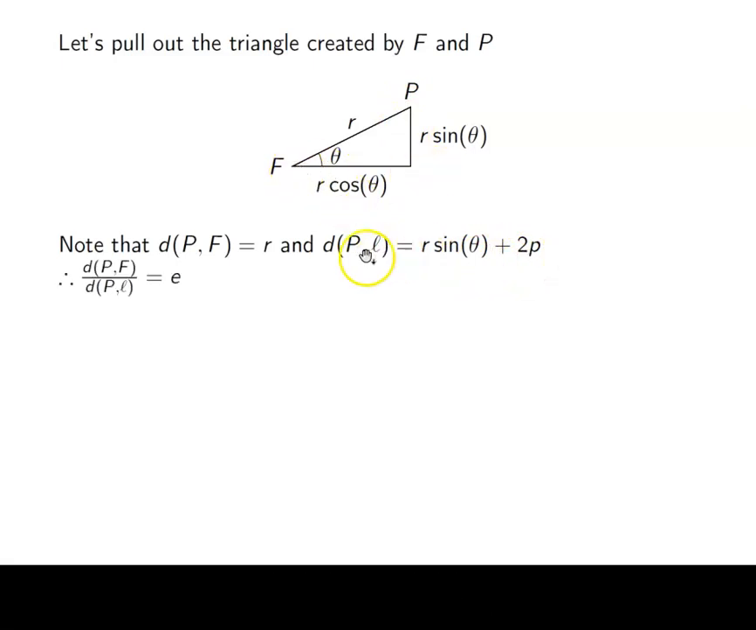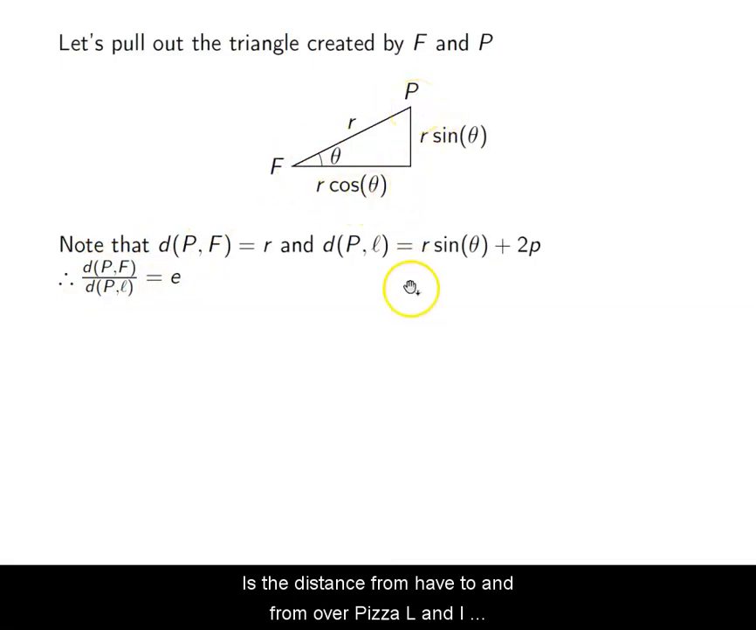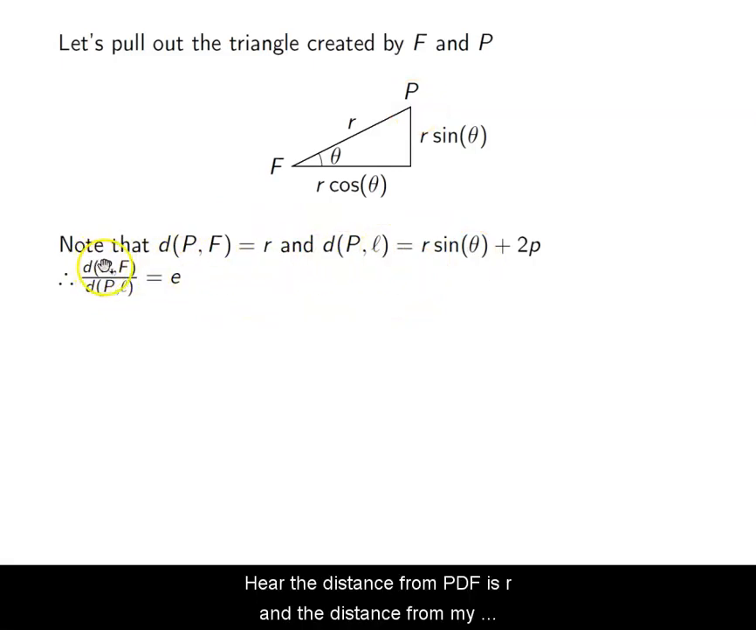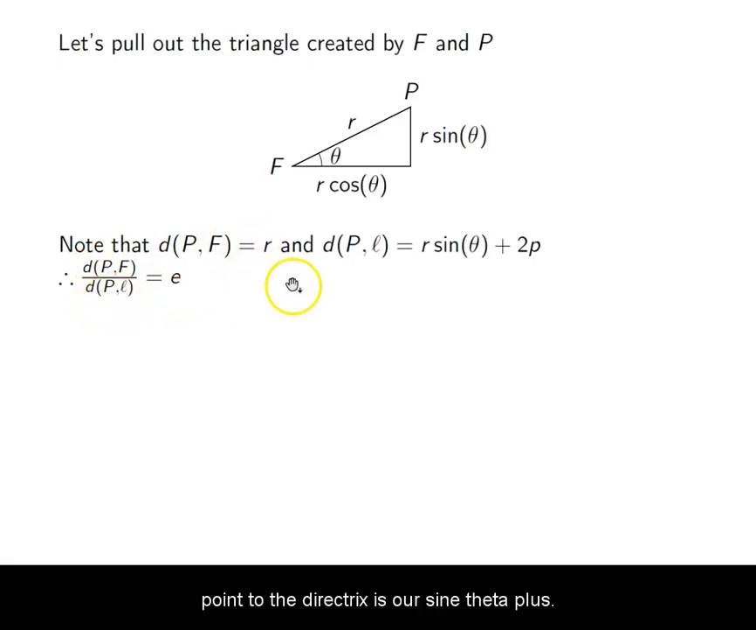So the distance from P to L is this difference in height plus the distance from the focus to the directrix. So we know that the eccentricity here is the distance from F to P over the distance from P to L, and I can just substitute in my values. So here the distance from P to F is r, and the distance from my point to the directrix is r sine theta plus 2p.